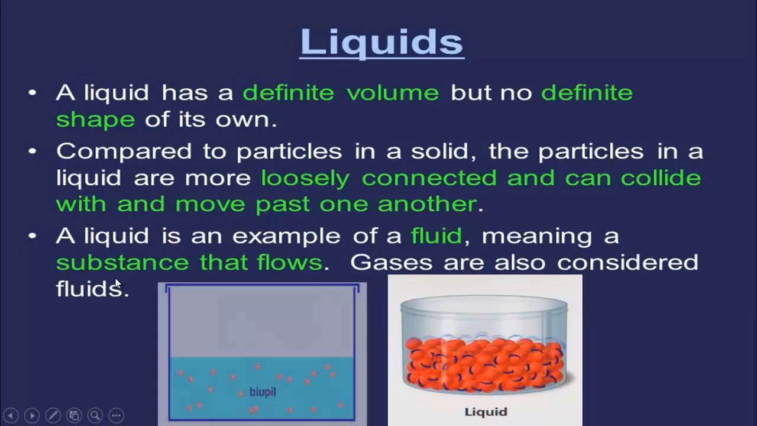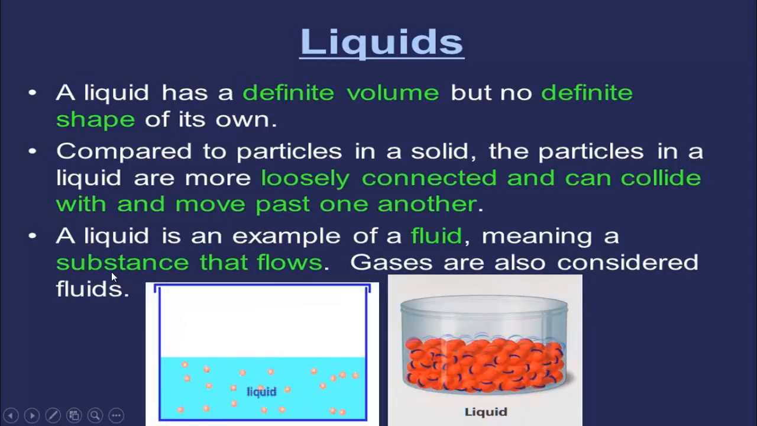Follow this picture. This is the atomic structure of a liquid substance. Follow here. Here atoms are loosely connected, and here kinetic energy is also comparatively more because there is motion, isn't it? And they collide with one another. There is always collision, and they move past one another. So this is actually the atomic structure of a liquid substance.